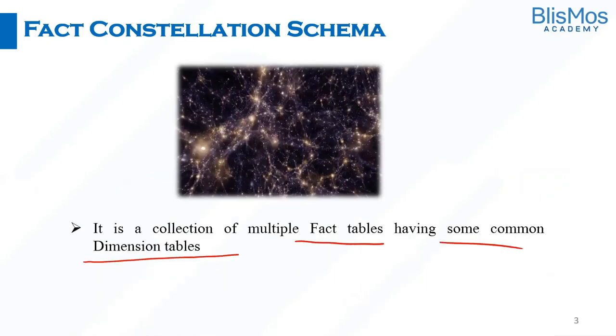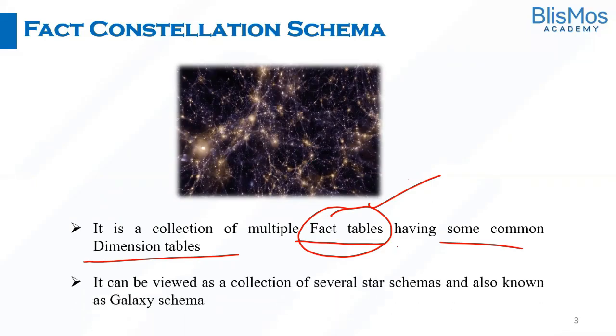How is it so different? You have to pay attention here. I'm not talking about multiple dimension tables. I'm talking about multiple fact tables, right? In the snowflake schema and star schema, I was talking about multiple dimension tables, but one fact table. In fact constellation schema, we're talking about multiple fact tables. When you have multiple fact tables, obviously dimension tables are there around them, right? So fact constellation schema is a combination of several star schemas. Some people also call this a galaxy schema.